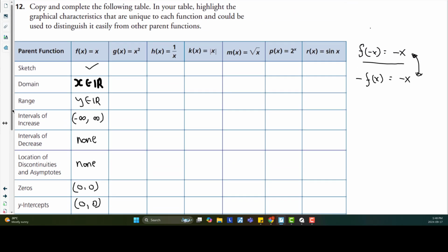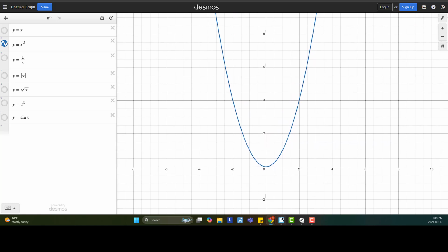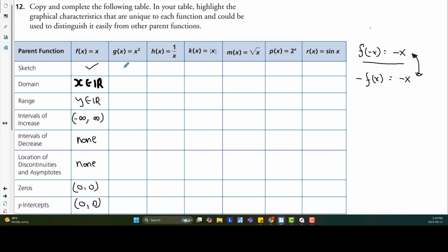It's pretty straightforward. Let's continue for our next function, which is g of x is equal to x squared. So the sketch looks like this, and it's pretty straightforward. It's a parabola. So we have this sketch now. We can use this to help us solve some of these other questions.